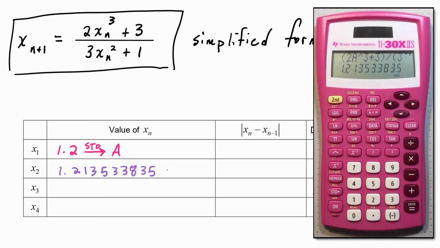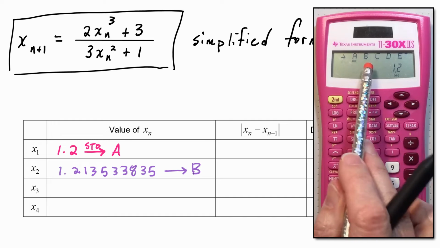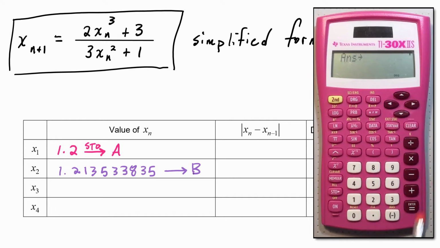And I'm going to store that into memory location B. So we come over here, hit store, put the cursor under the B, and hit enter. So now we have that stored there.